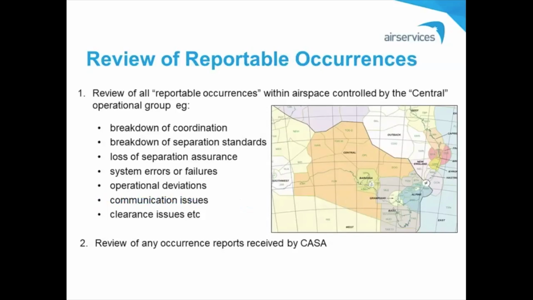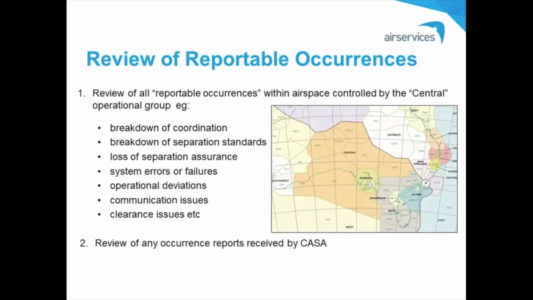So the first source of data was from reportable occurrences. Reportable occurrences are defined in Air Services Safety Management System and in legislation such as the ATSB Act, and include breakdowns of coordination, breakdowns of separation standards, loss of separation assurance, system errors or failures, operational deviations, communication issues, and any clearance issues. And we will review any occurrence reports received by CASA.